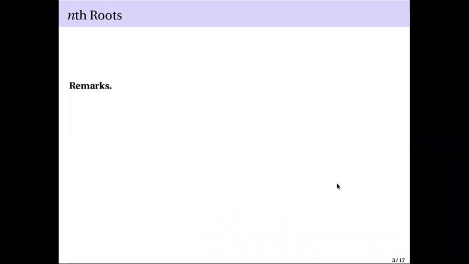Here are some remarks and possibly properties of nth roots. If a is negative and n is even, then this symbol is not defined. So we do not take the nth root of a if n is even and a is negative.